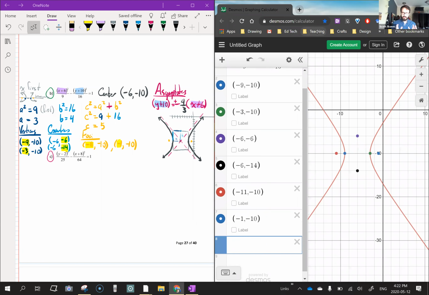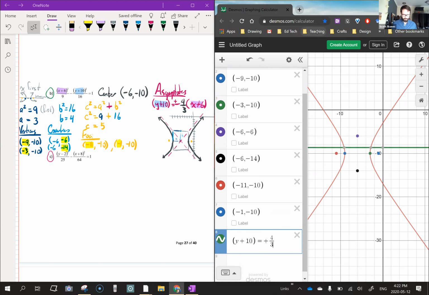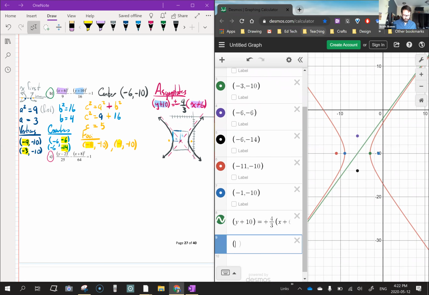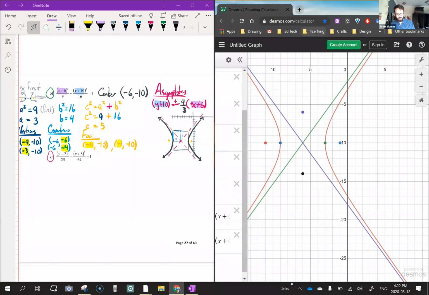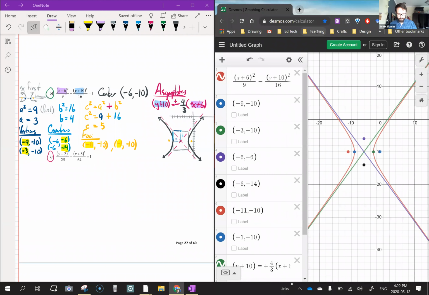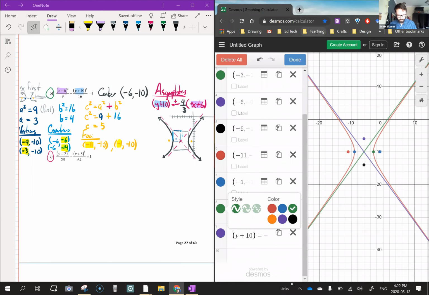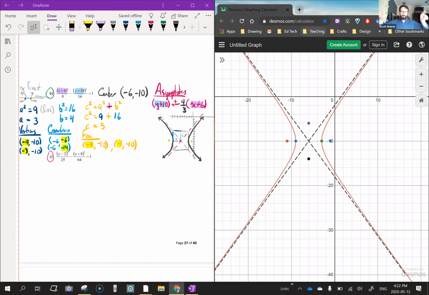Of course, you don't need to do all this. I'm doing it so you see what I'm doing. I'm going to graph my asymptote. Y plus 10 equals positive 4 over 3, x plus 6. And y plus 10 equals negative 4 over 3, x plus 6. Okay. Ta-da! Let me clean this up just a tiny bit. These are my asymptotes.